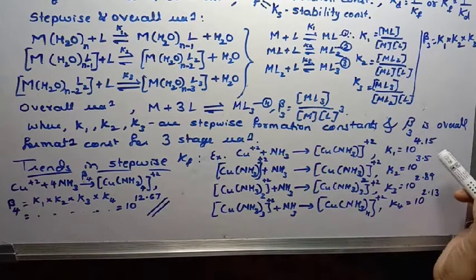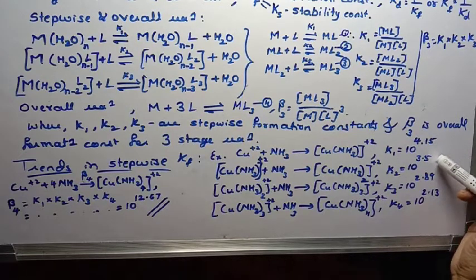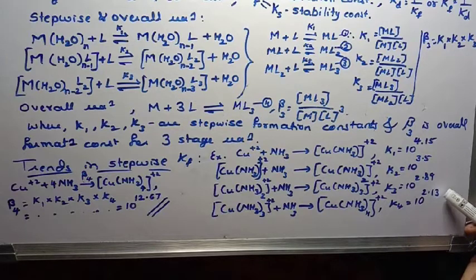Okay, so K1 is 10 raised to 4.15, K2 10 raised to 3.15, K3 10 raised to 2.89, K4 10 raised to 2.13. So there is a trend. What sort of trend is there here? There is a decrease in the formation constant values.